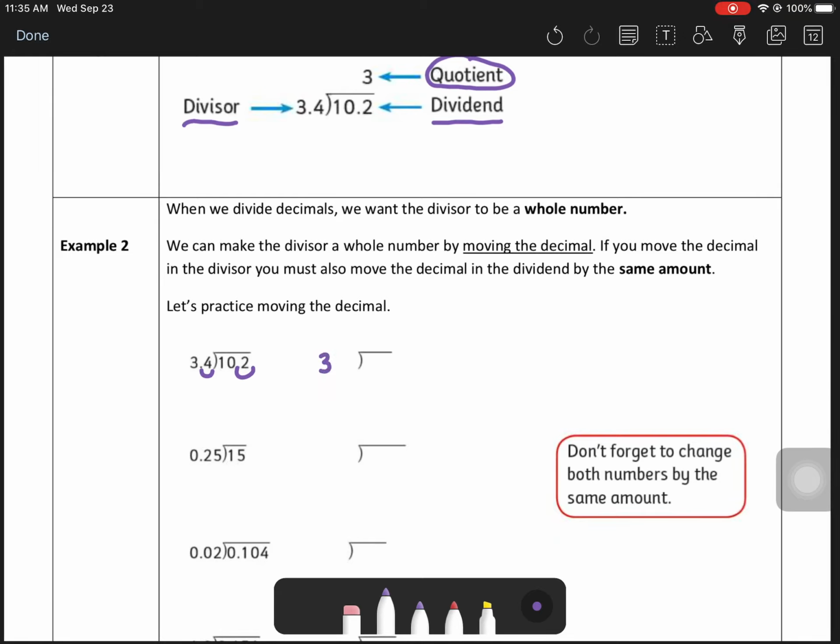So we're just going to practice moving the decimal. It's now 34 and 102. In the next problem, I'm going to move it over 2 places. So instead of 0.25, it becomes 25. But in the 15, there isn't a decimal. It's actually understood always to be at the end. So if we move it over 2 places, we have to fill those in with zeros, and that becomes 1,500.